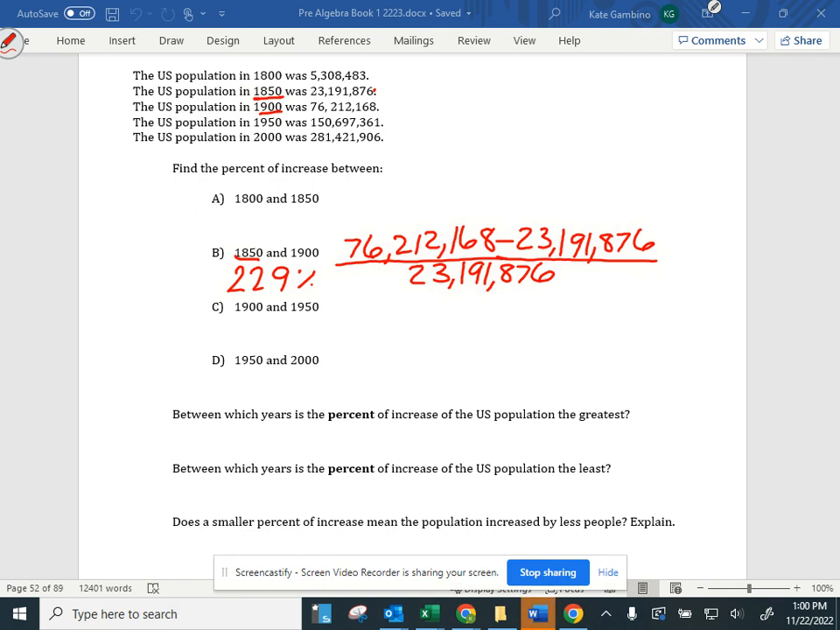Emmett, I got 228%. Would that be all right? That means you didn't round correctly.